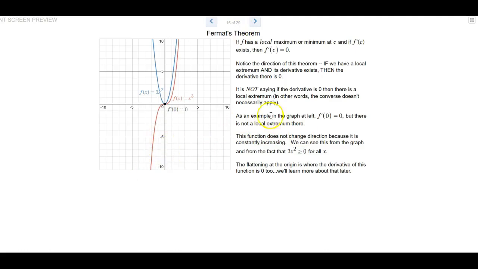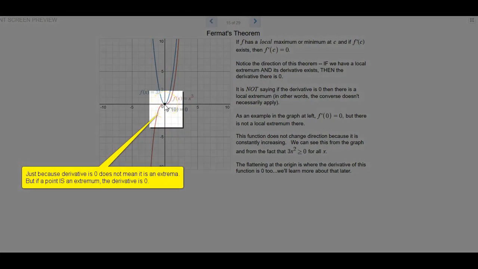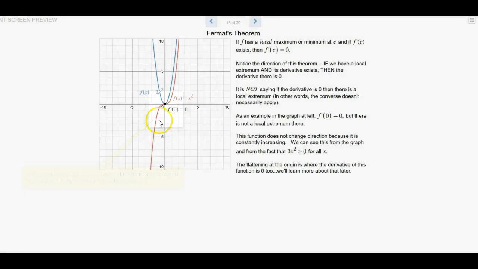For example, f of x equals x cubed, the red graph here. Its derivative is 3x squared, and you see that its derivative is 0 at 0. 3x squared is this blue parabola. So its derivative is 0 there, but obviously on the original function x cubed, the origin is not a max or min. That's why the converse of this is not true.